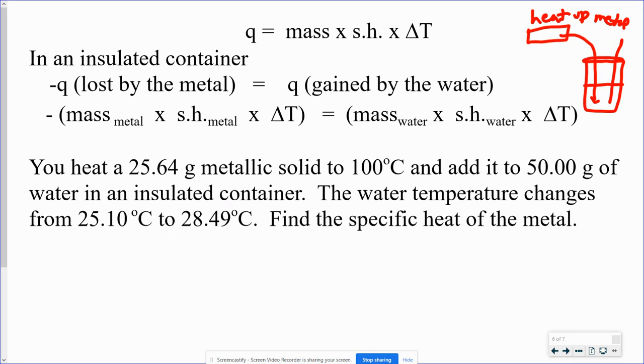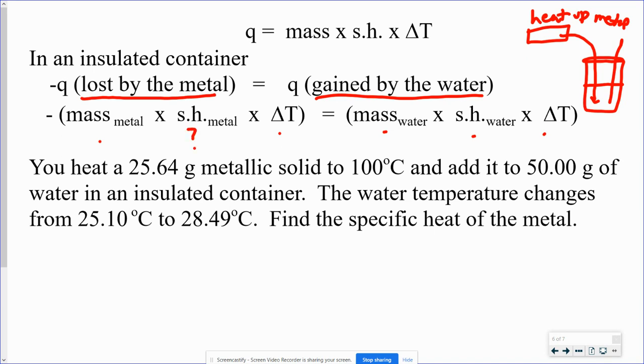And this would be the calculations. So the whole idea is that the heat lost by the metal, that hot metal, is gained by the water. We will know the mass of the water. We will know the specific heat of water. We will measure the temperature change of water. We will know the temperature change of the metal. We will know the mass of the metal. And so the specific heat of the metal is what we're solving for.